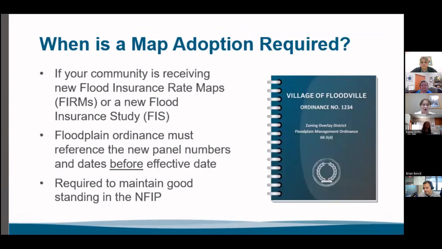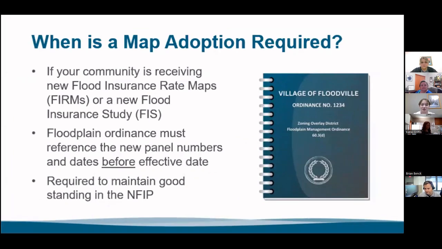Map adoptions are required when a community is receiving new flood insurance rate map panels or a new flood insurance study. The flood ordinance must reference the new panel numbers and dates before the effective date of these new maps. And this is required to maintain good standing within the NFIP.